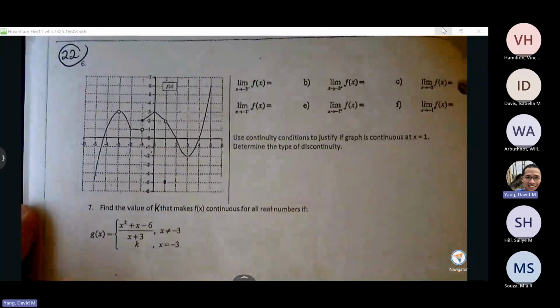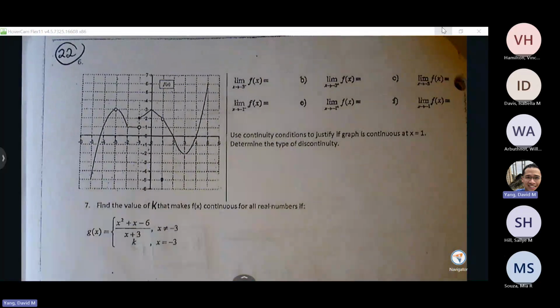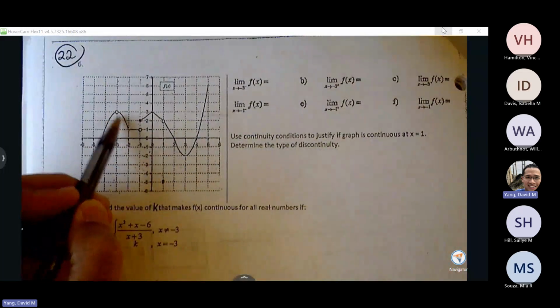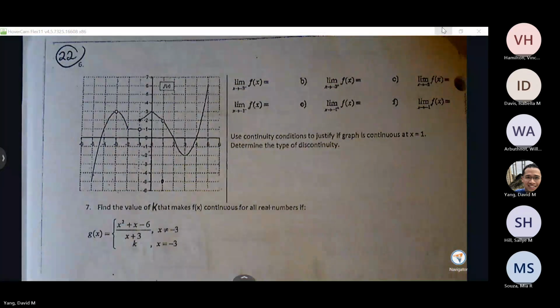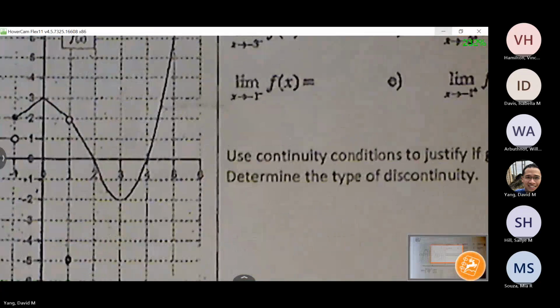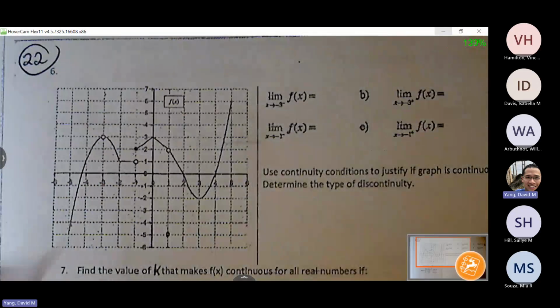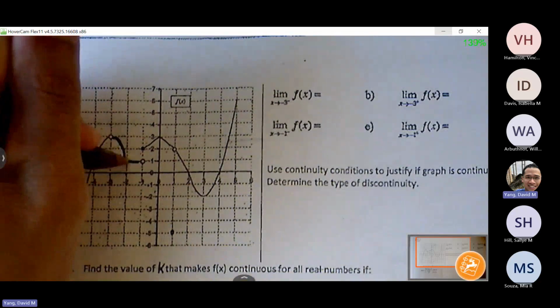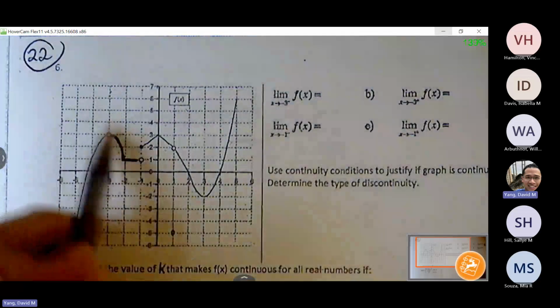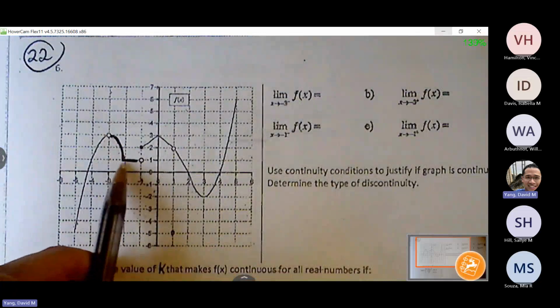Okay, 22, we're going to read the graph and see if we can determine. By the way, if you can't see it, the graph does extend. Oops, sorry. There is a part of the graph right here. It kind of blends into the line there, but the graph does flatten out for a moment there.